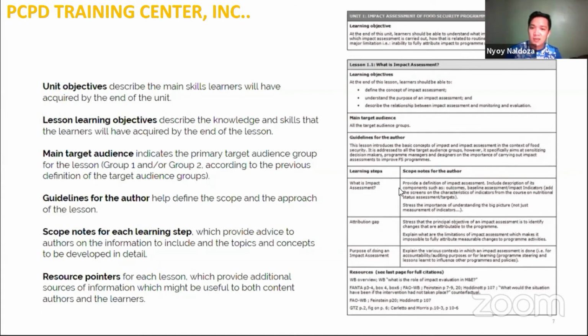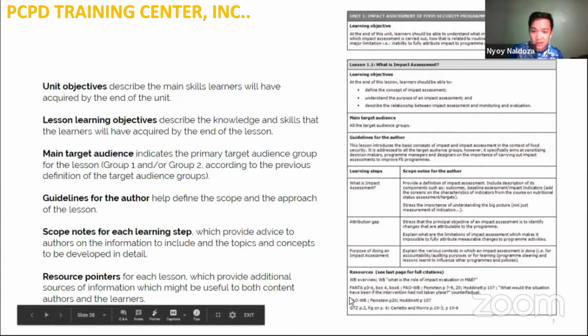Example, I expected that for the topic here, what is impact assessment, sa scope note, sabi dito, provide a definition of impact assessment, includes description of its components, then stress the importance of understanding the big picture. So mean to say, in this learning step, ito yung expected na dapat gawin ng author while discussing the learning step. Sabihin, well-guided na siya doon sa mismong lesson. That's what we call the e-lesson. Then meron ditong resources, no, na gagamitin ng student o ng mismong online teacher sa paggawa ng mismong klase niya.